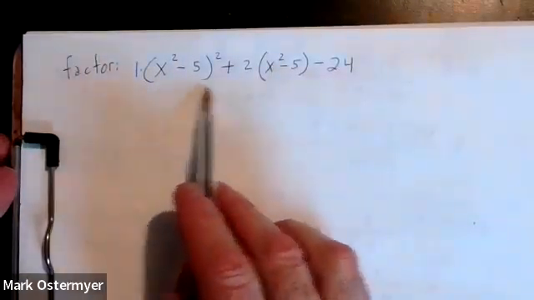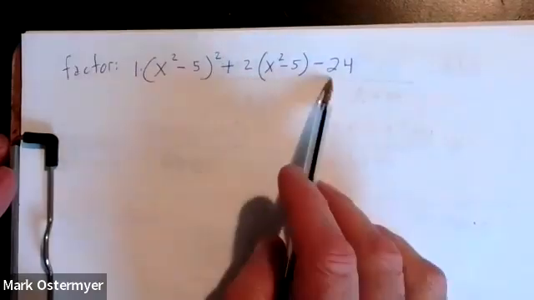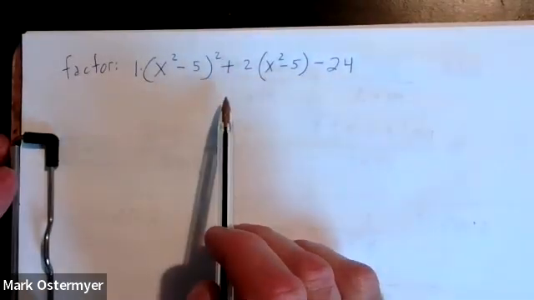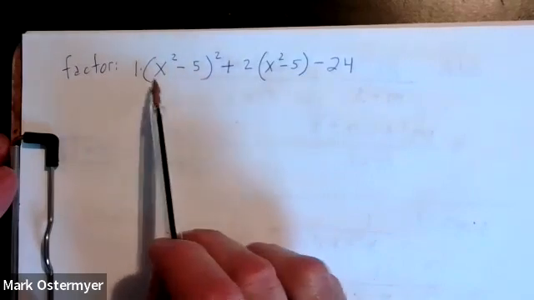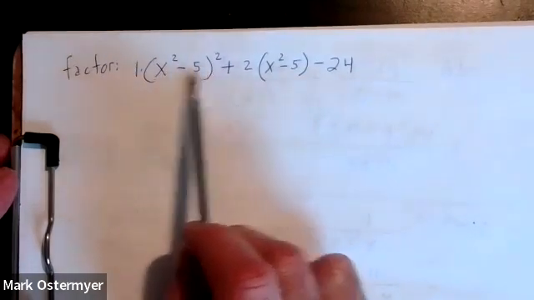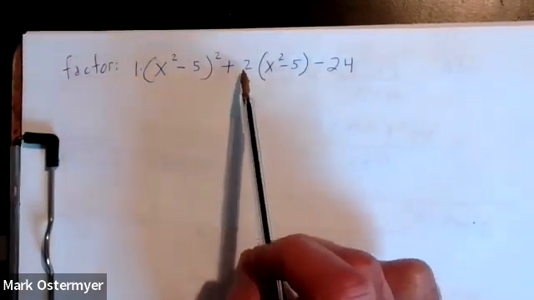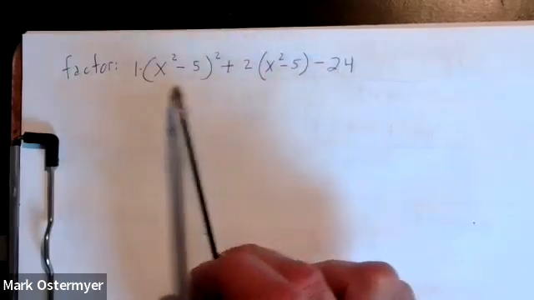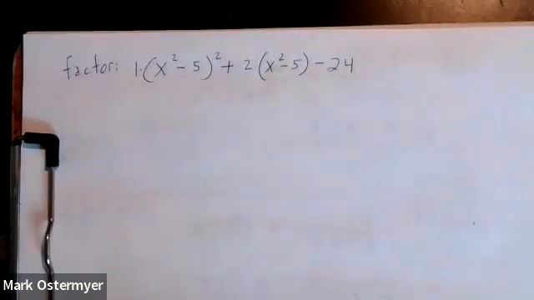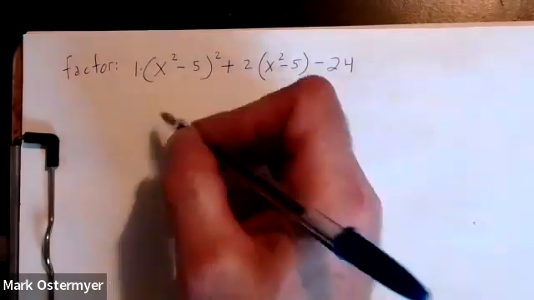If we were asked to factor this polynomial here, one way to do this problem is the hard way, and the hard way would be to multiply this all out and distribute the 2 inside the parentheses, and then gather together like terms and try to factor it from there. But there's a much easier way, and the easier way is utilizing something that's used often in higher level math, especially calculus. It's called a U substitution.